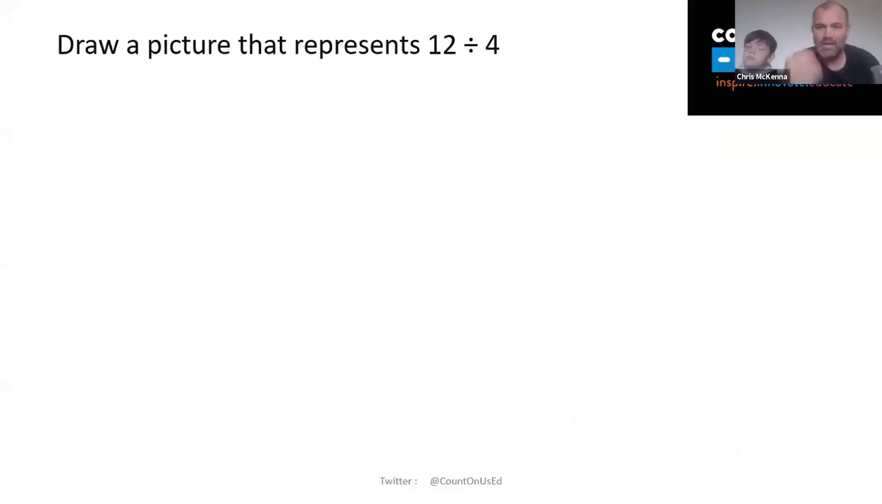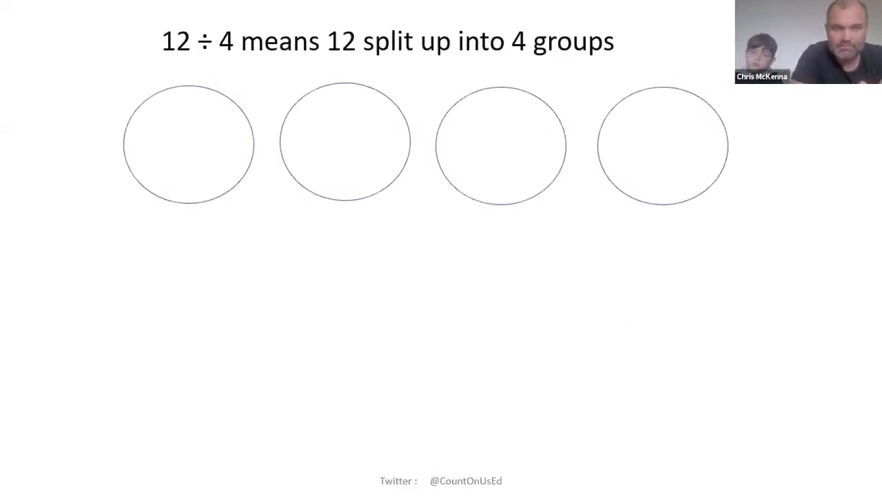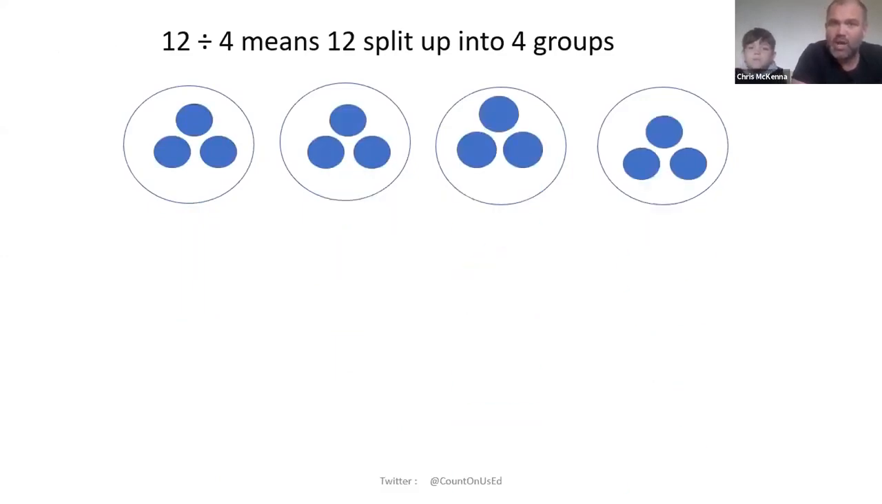Draw this out at home, think about it at home. 12 divided by 4, one way we can think of it is 12 split into 4 groups. So I can get 12 counters or 12 dots or whatever it is I'm sharing, 12 biscuits, and share it into 4 groups. We would see we end up with 3 biscuits in each group. So 12 divided by 4 equals 3. So that is thinking of 12 split up into 4 groups.